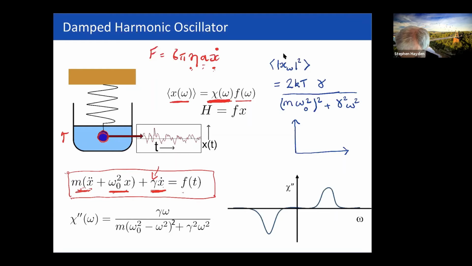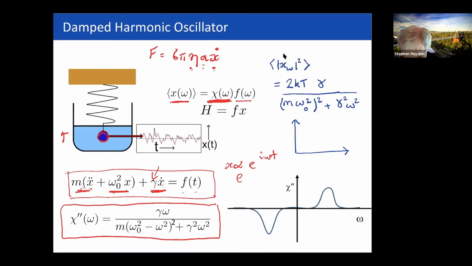So we can substitute in a trial solution. x is proportional to e to the i omega t, for a given frequency, into this, and then work out what the response function, chi, is. And this is the imaginary part of the response function that you get. And what I'll show you is that this response function, in this particular case, comes from the viscosity, the mass, and the spring constant.